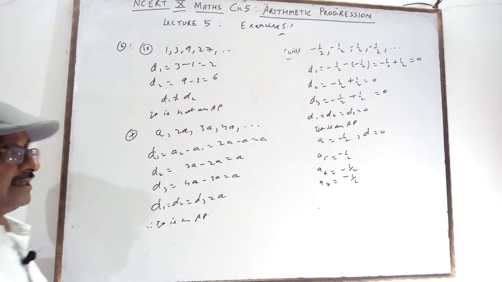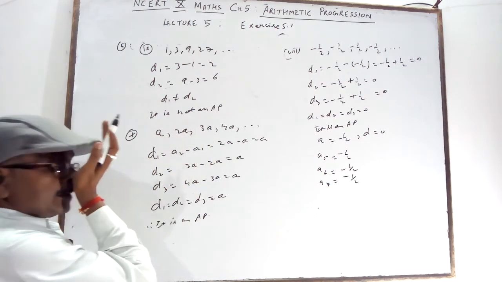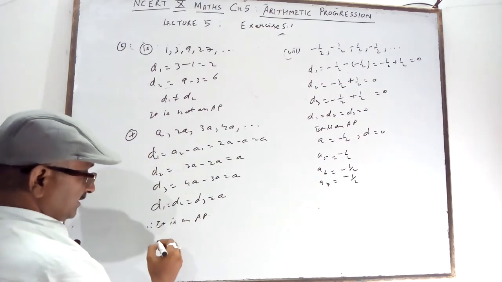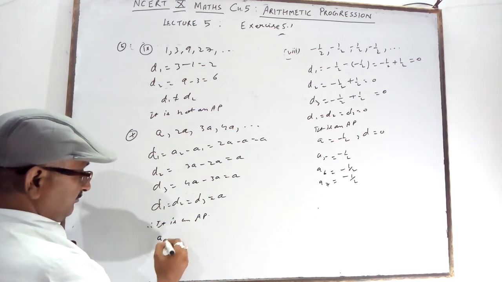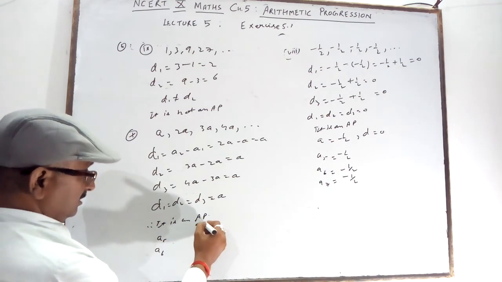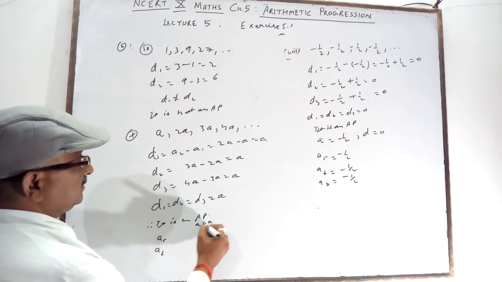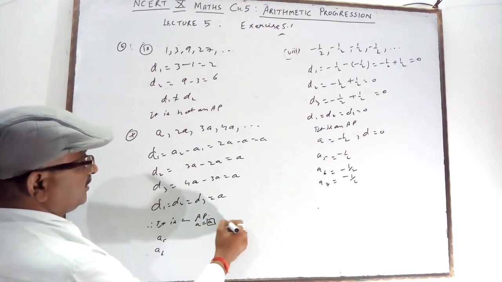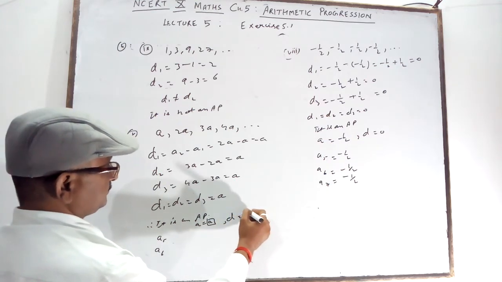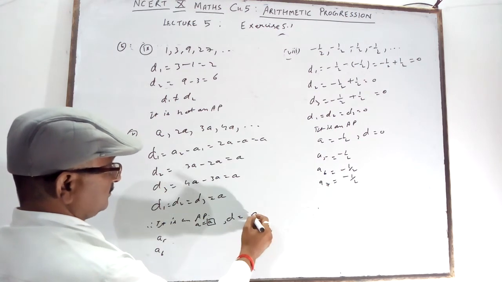So like this, sometimes it looks like it is not, but it will be an AP. And then the next three terms, A5, A6, A7. What is the first term? The first term is a, and the common difference is also a.